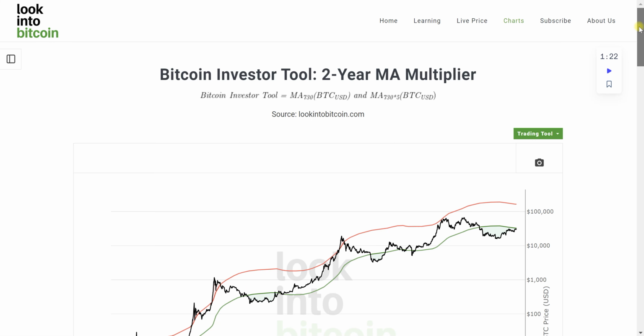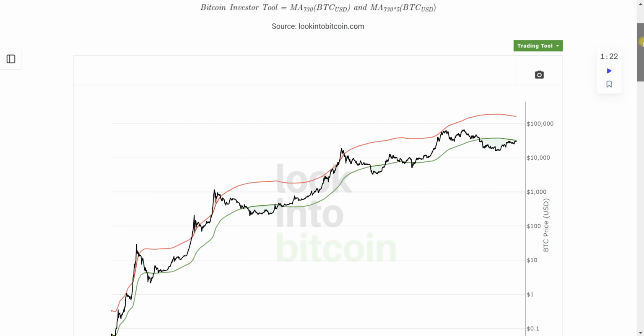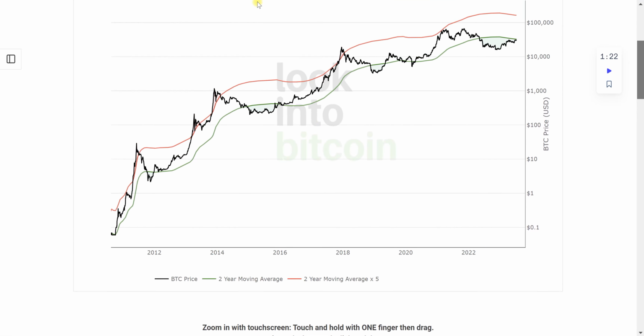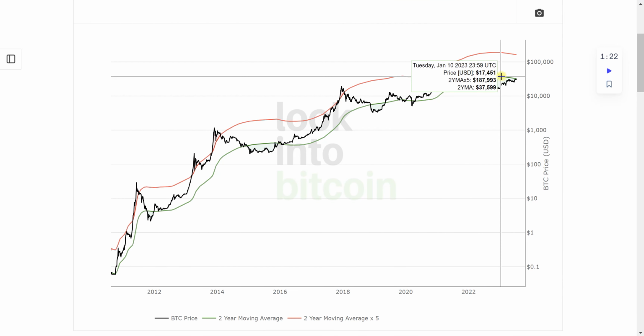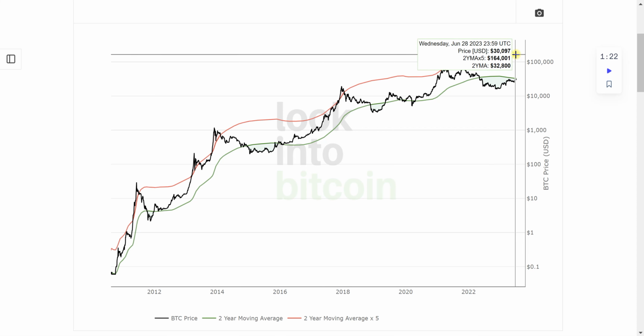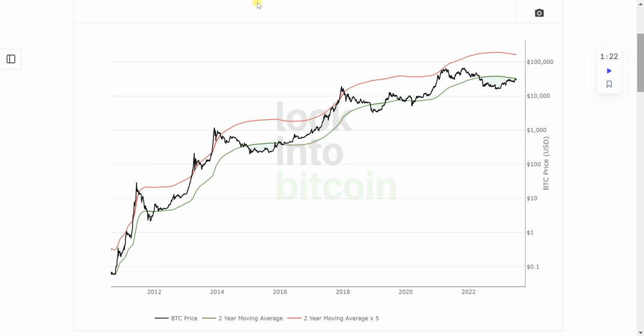So this is a 2-year moving average multiplier. Basically the 2-year moving average of Bitcoin's price, that's going to be this green line. And then there's also, as you can see, a red line right there, so that's the moving average times 5. That's up here at like 100,000. As you can see, the 2-year moving average is at 32,000, and the 2-year moving average times 5 is at 163,000.